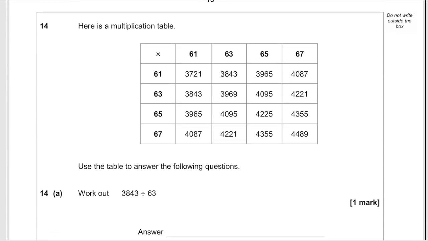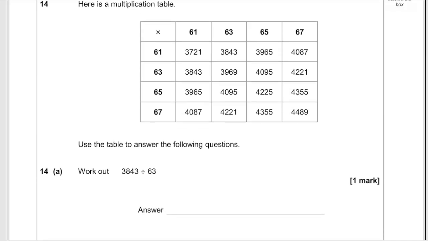Okay. This question, a lot of people will not look at the grid and think, I don't know how it's working. So it says here's a multiplication table. Use the table to answer the following questions. So if we can look at this and go, well, actually, where is 3,843 in the table? Well, it's just here.